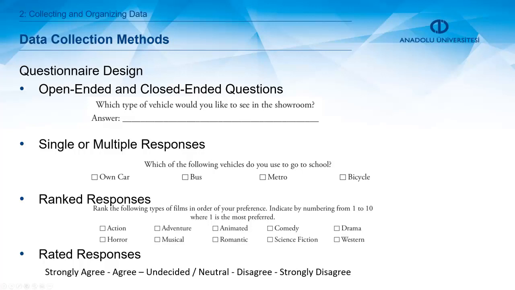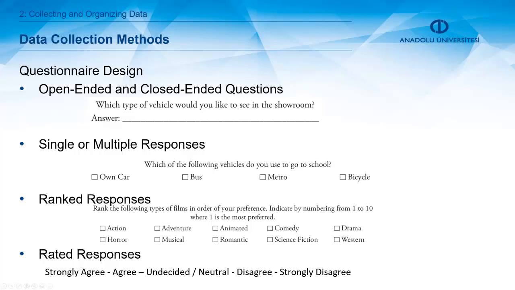Or we have single or multiple responses. Which of the following vehicles do you use to go to school? There are different choices here, but maybe some days you go by bicycle, some days you prefer the bus, so you will choose two of them. So, single or multiple responses. Sometimes you can force people in your survey to choose only one of them, but you have to write this question carefully, saying: answer the following question by making only one choice.